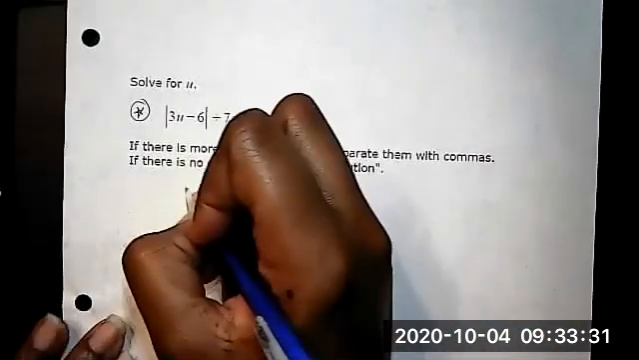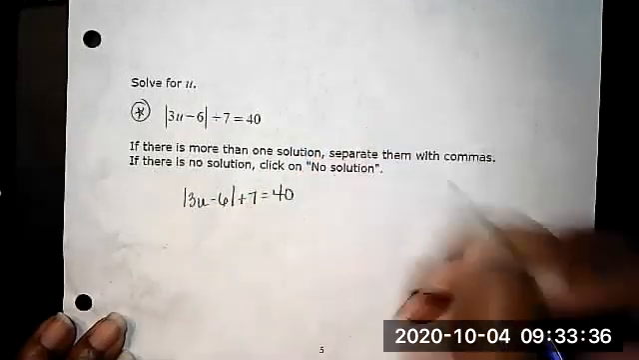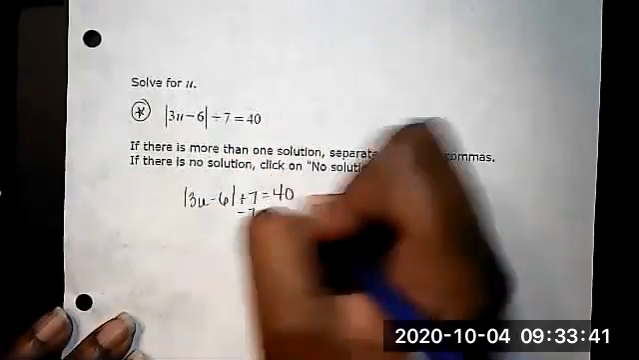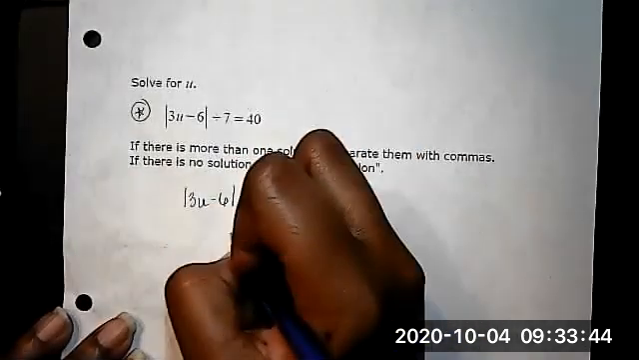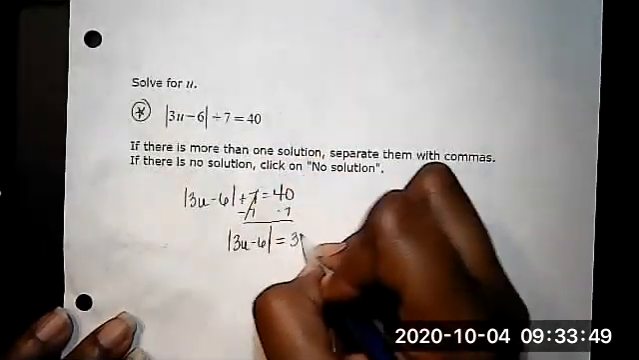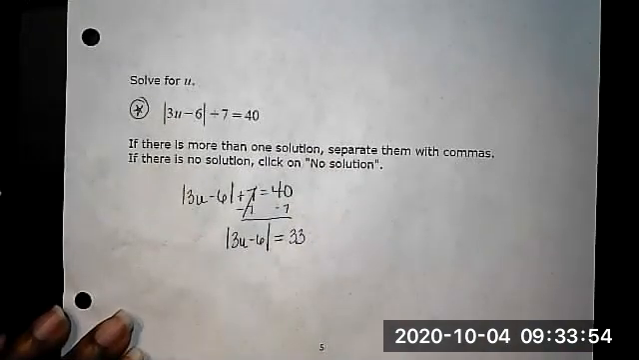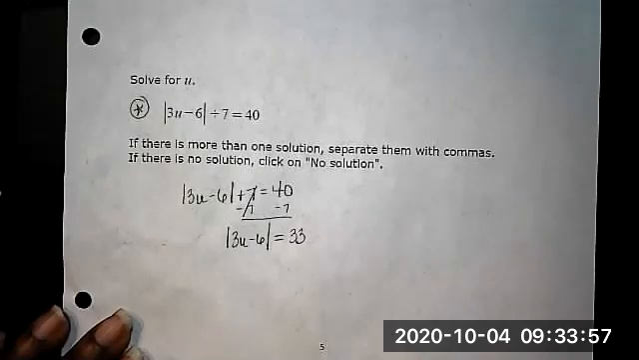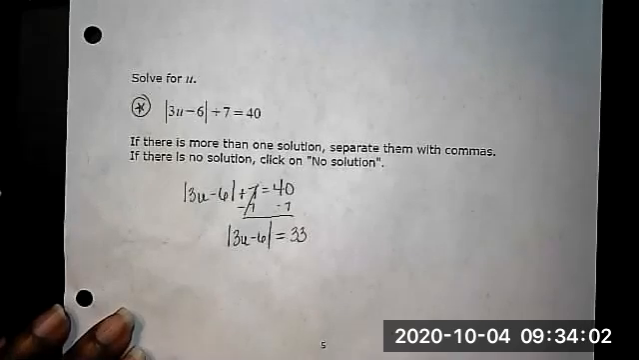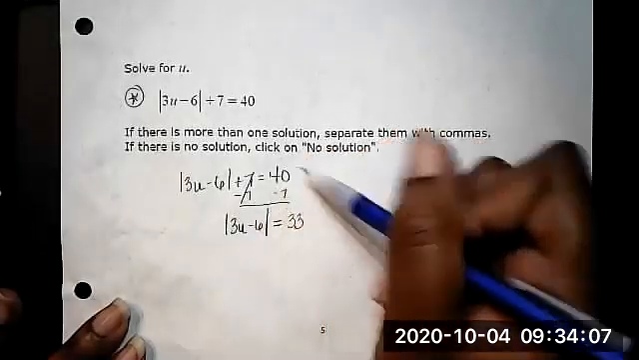All right. Let's look down here. The absolute value of 3u minus 6, plus 7, equals 40. Now we're going to try to get the absolute value by itself first. Subtract 7. You get the absolute value of 3u minus 6 equals 33 there. 40 minus 7 is 33. Now that we have that, we need to get the variables out of there. So we have an absolute value by itself equal to a positive number.